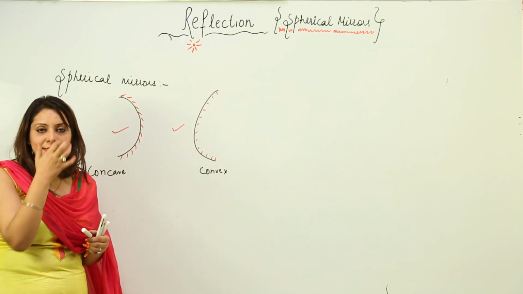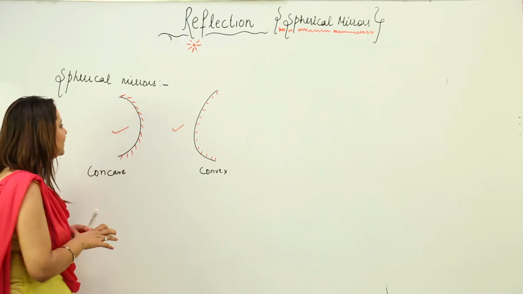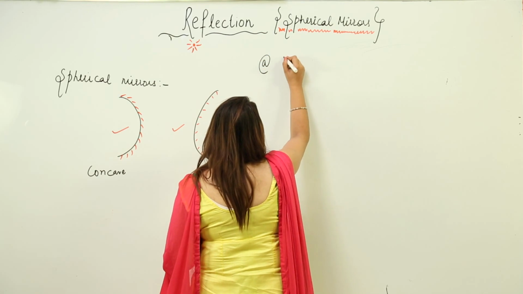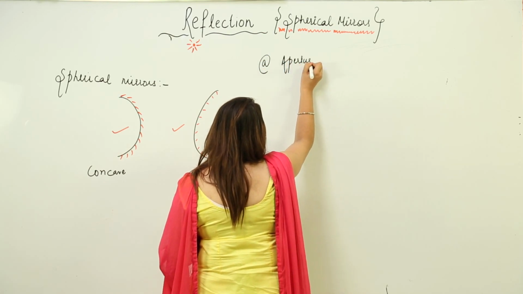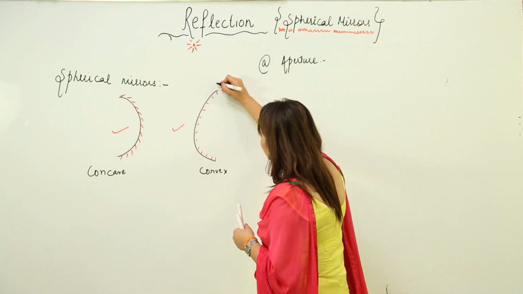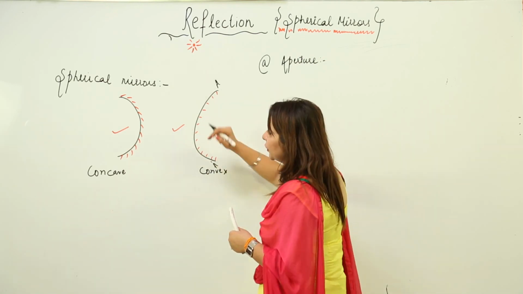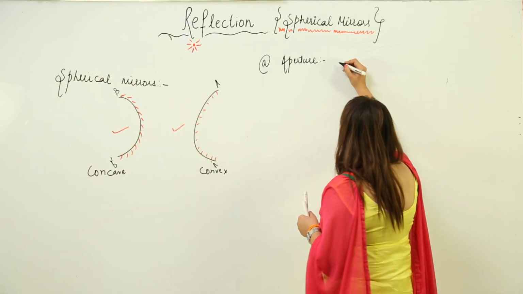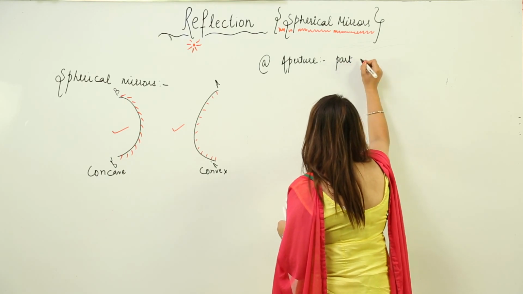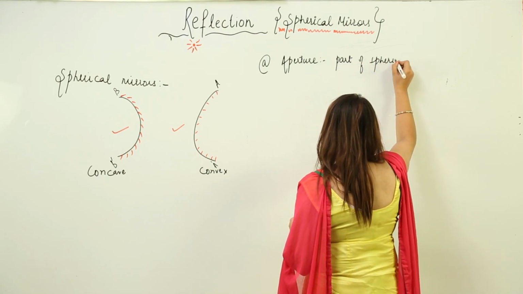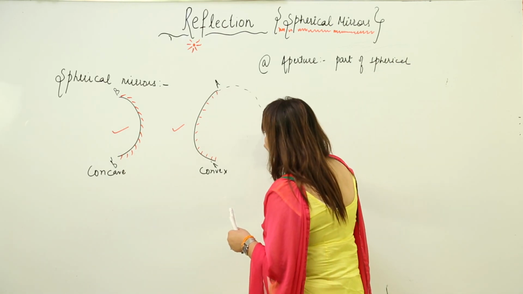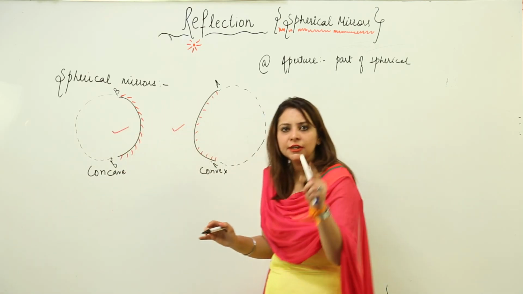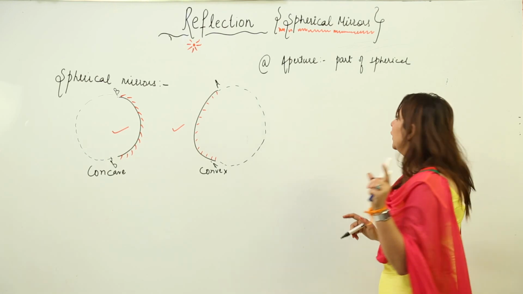Now we are going to start with the basic terminology, the terms which are involved in this. The first definition is that you should know what an aperture is. This is an aperture. Let's say A and A dash is an aperture. Similarly, we can say B and B dash is an aperture. So what is aperture? Aperture is a part of a spherical mirror, because if you draw it, it will become a sphere. But reflection at a time doesn't occur from the whole sphere, it occurs from a specific part. That specific part is called aperture.